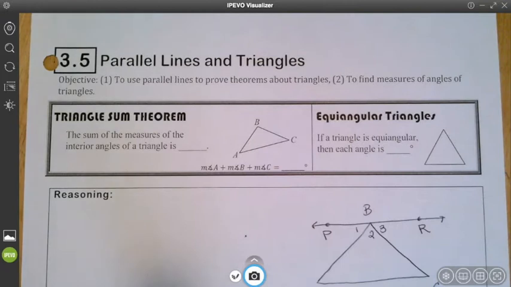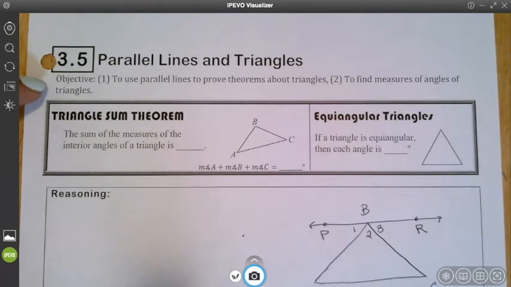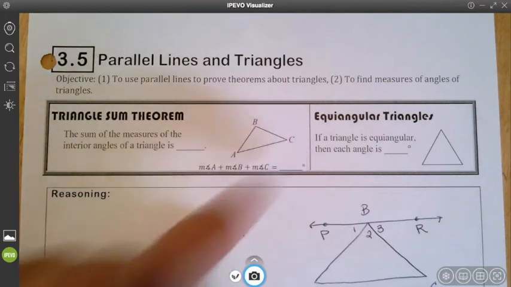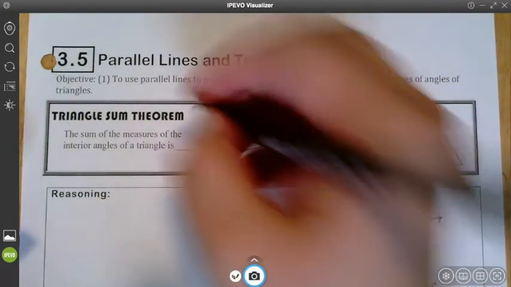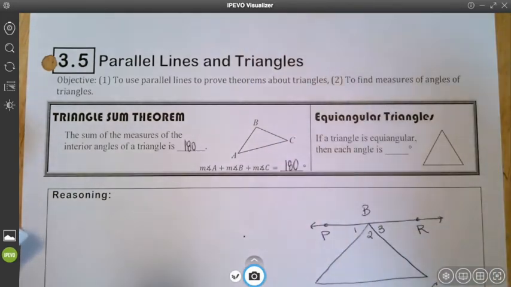All right, our last part of the notes here, 3.5, and our objective is to use parallel lines to prove theorems about triangles and also to find measures of angles of triangles. So in order to find the measures of the angles of a triangle, we need to know a couple of properties about those triangles. So a triangle has three angles, and if we add up all three angles, the sum is 180. And I'll show you why in just a second.